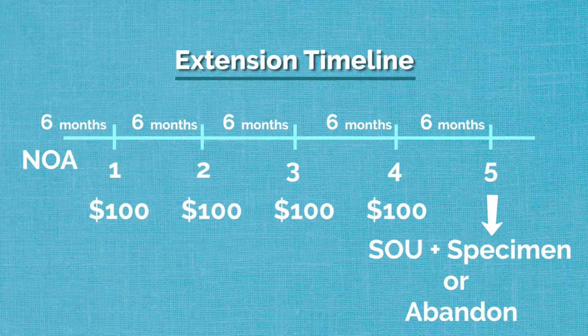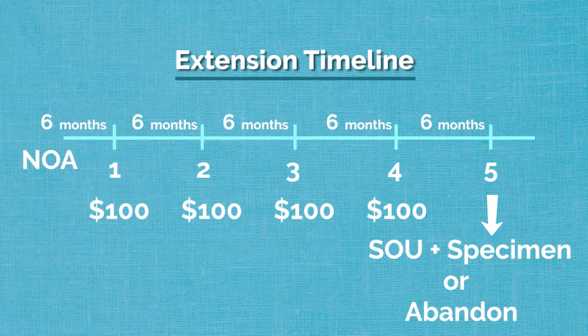So all the way to the left, that's when your notice of allowance is issued. So they'll give you 6 months. At that point, once the NOA is issued by the USPTO, you've got 6 months to either show proof that you're using your mark or request an extension for 6 months. So if you request an extension, you'll pay $100 and get another 6 months. Let's say your product's still not ready. That's when you'll do the second extension and then pay another $100.